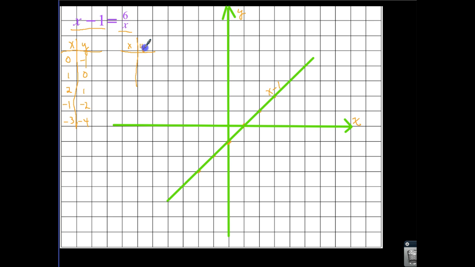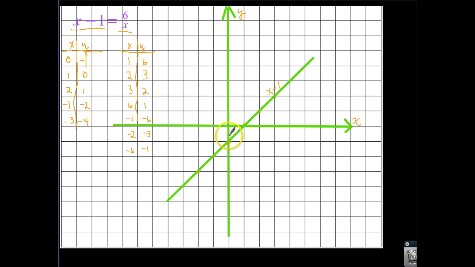Now for our other one, let's just do that one. This is x and this is y. So we can't divide by x. If x is 1, y is 6; x is 2, y is 3; x is 3, y is 2; x is 6, y is 1. Negative 1, we get negative 6. Negative 2, we get negative 3.